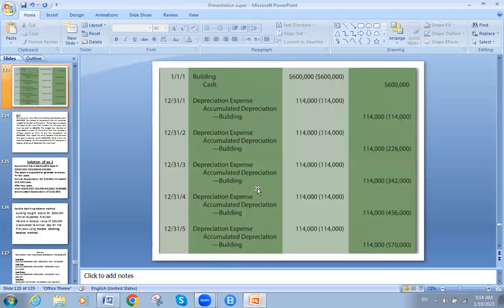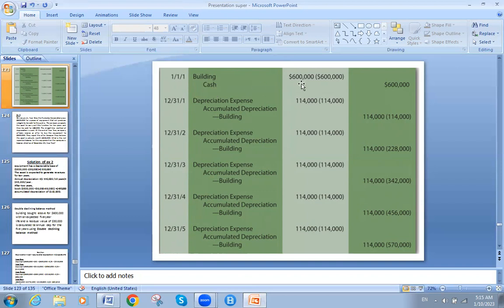How will I do the depreciation? First year, I bought this building for 600,000. So I would say from building to cash. We said before that any asset I write with its name. If I bought a building, from building to cash. If I bought furniture, from furniture to cash. So I name the asset into cash. From building to cash.